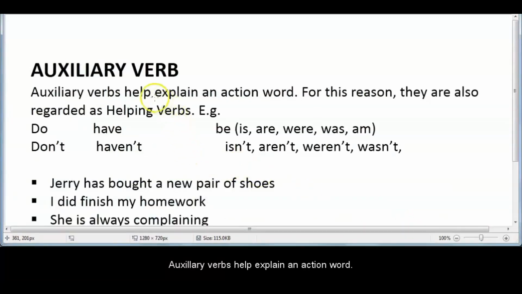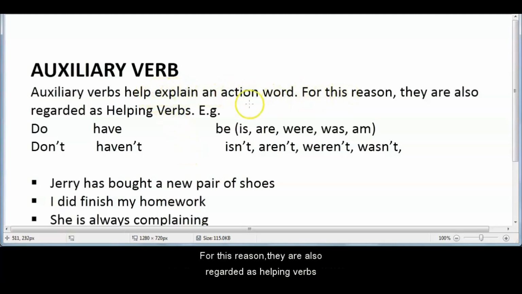Auxiliary verbs help explain an action word. For this reason, they are also regarded as helping verbs. Do, have, be, as well as all other forms of be such as is, are, were, was, am. The negative form of these words are auxiliary verbs as well. Don't for do, haven't for have, isn't, aren't, weren't, wasn't. They can also be known as auxiliary verbs.